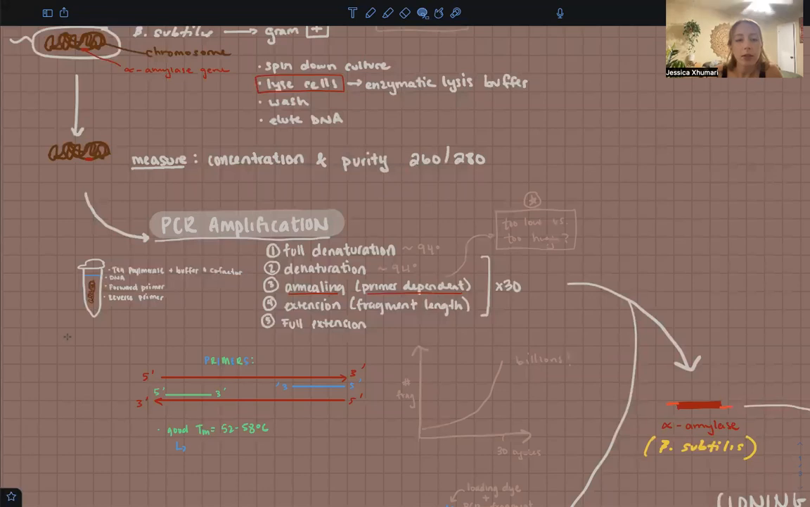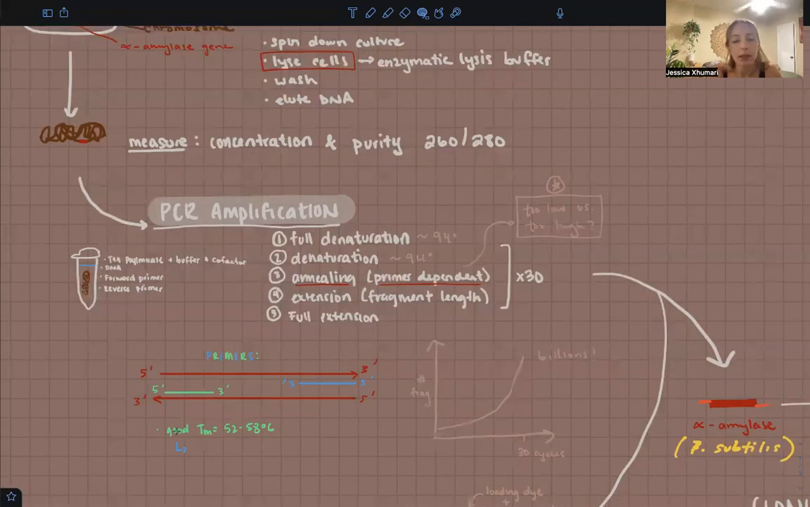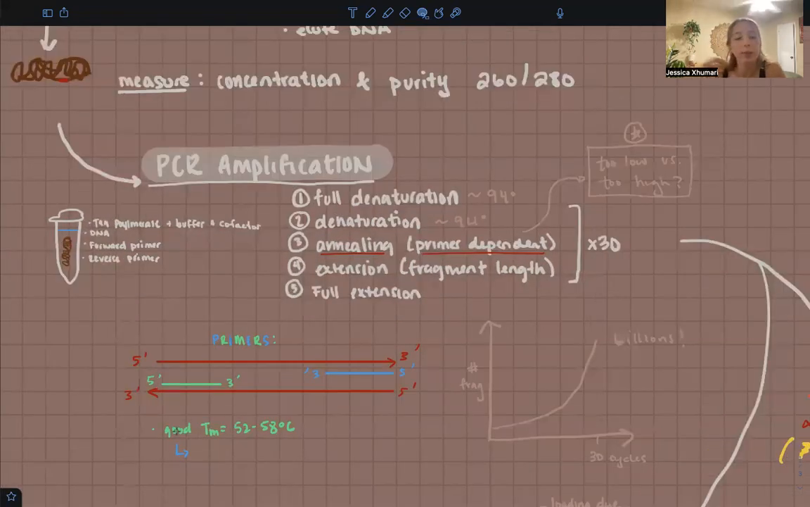And then here's where we have to take a look deeper: PCR amplification. Okay. So with PCR amplification, we are trying to amplify our gene of interest among all the DNA in Bacillus subtilis. So that includes 5 steps here: our full denaturation, our denaturation, annealing, extension, which goes on for 30 cycles, and then full extension at the end.